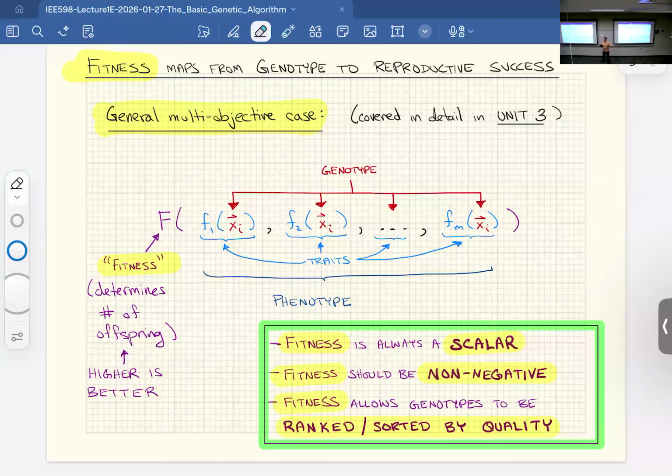Questions about that? Okay. All right, so example fitness functions.